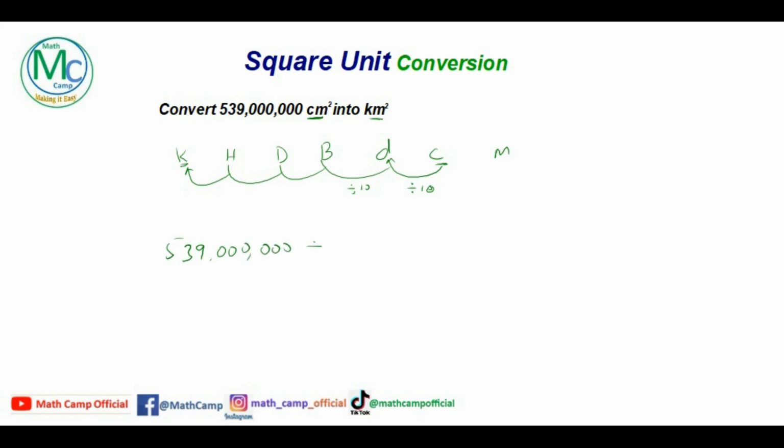539,000,000 divided by, so we are taking 5 jumps. So 1 with 5 zeros, 2, 3, 4, 5, and this time the unit is again square, so we have to square it. That means these zeros are going to double. So 539,000,000 divided by 1, 2, 3, 4, 5, 1, 2, 3, 4, 5. As it is square, again 5 more zeros.